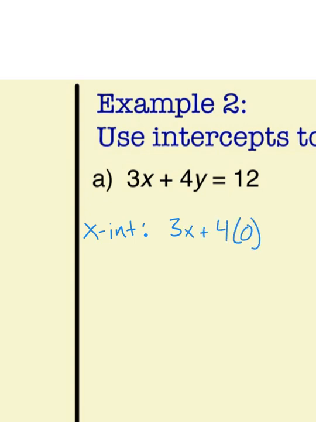So I'm going to rewrite the equation 3x plus 4 times 0 equals 12. And now I know anything times 0 is 0, so this section just cancels out. And then I have 3x equals 12. Solve for x, divide both sides by 3, and x equals 4. So the x-intercept is 4, 0.